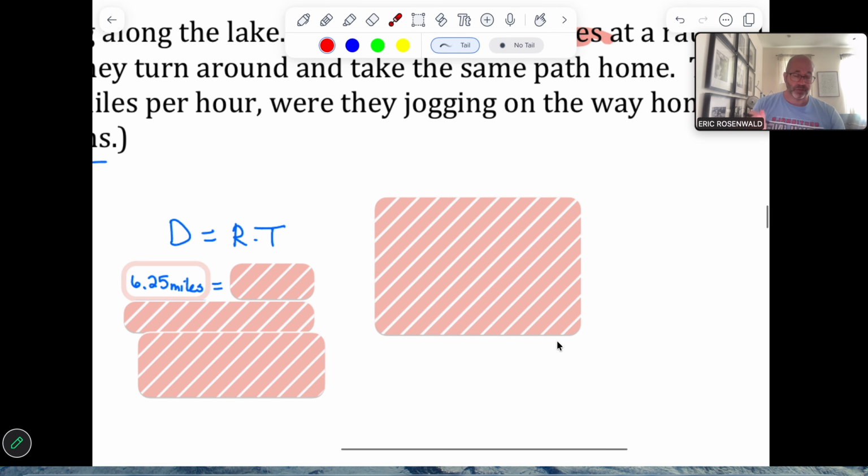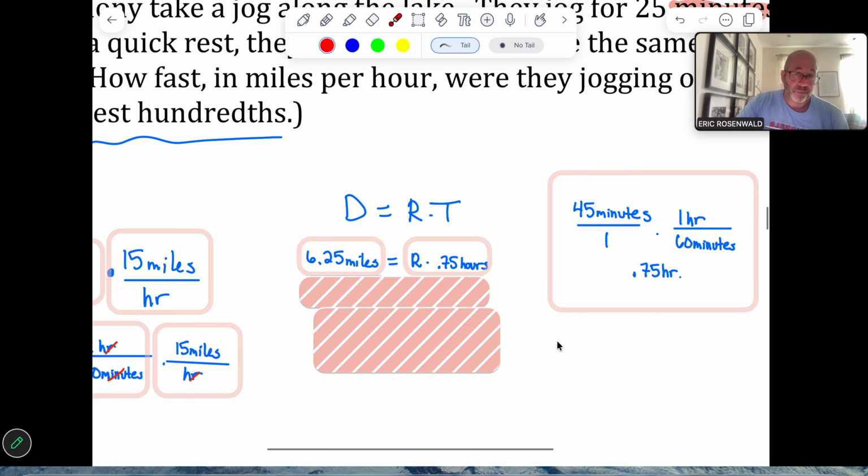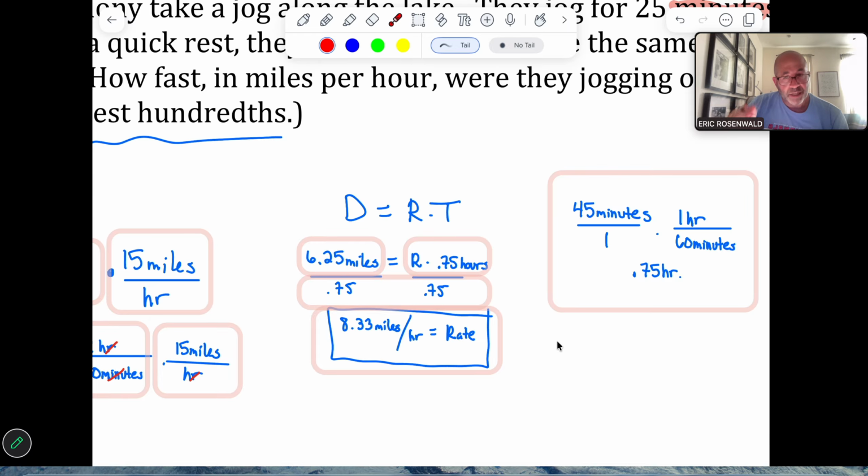So let's do this conversion over here off to the side now. 45 minutes, when converted over to hours, is going to be 45 minutes times 1 hour over 60. That's the conversion rate. The minutes are going to cancel, and what we get is 45 over 60, which is 0.75 hours or 3/4 of an hour. And so we use that, the rate, we don't know how fast they're traveling, but the time is going to be 0.75 hours. Go ahead and divide by 0.75 and we're going to get approximately 8.33 miles per hour for the rate.